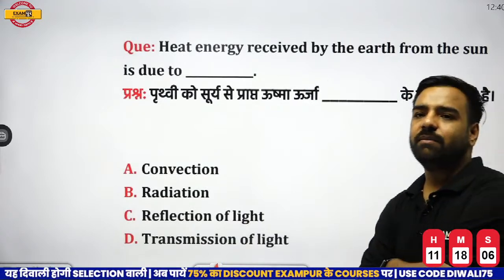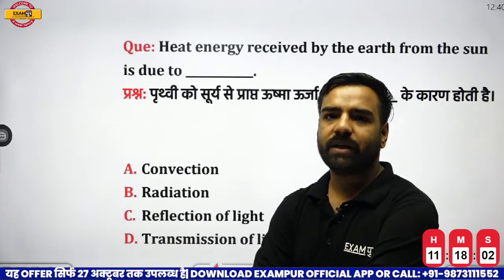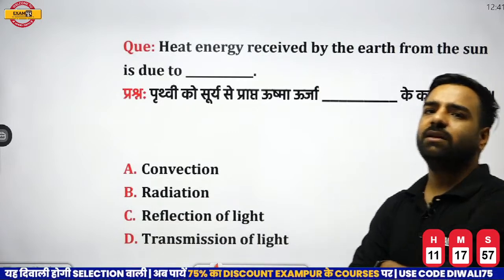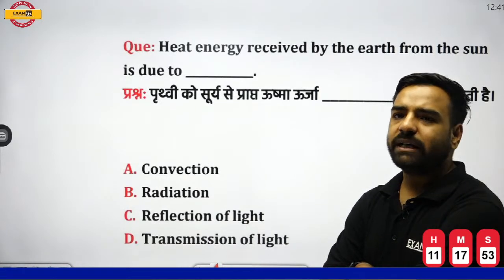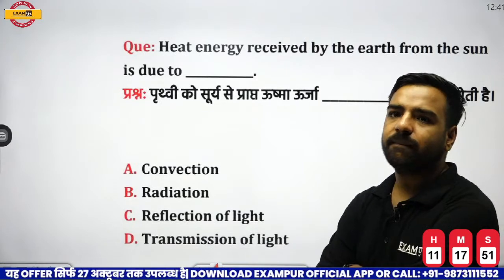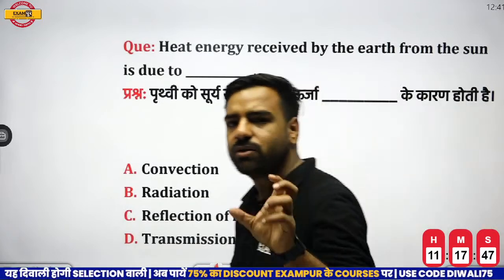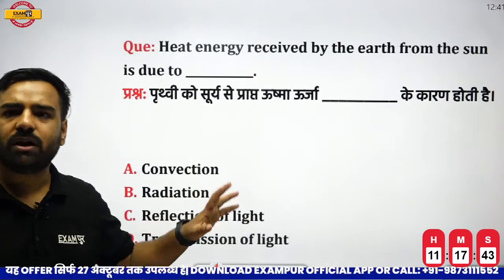So we have Enigma here with option B, and Enigma, your answer was totally correct. Absolutely correct. What about this question? Heat energy received by the earth from the sun is dash. So Gopinath is saying that it would be B, that is radiation. So we have Albertson, and you are absolutely correct, Albertson. That is B. Vinod is also with B.